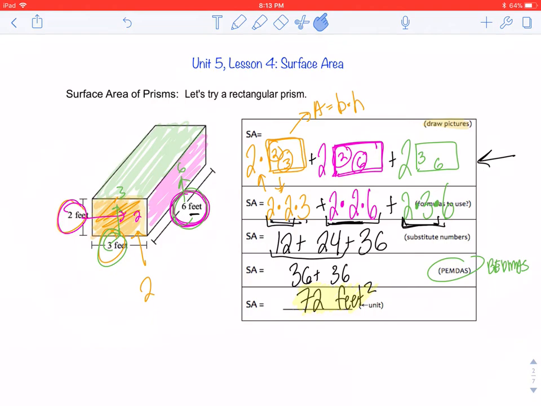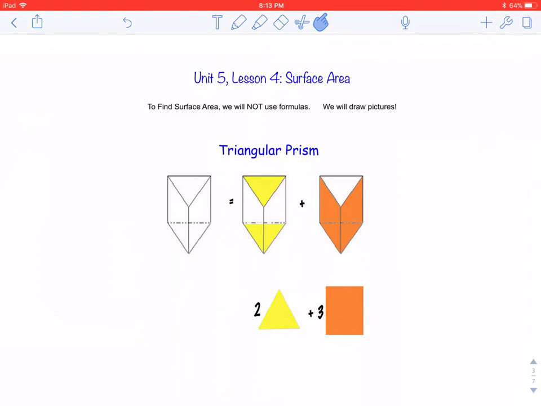Okay, this is not something that's going to come to you right away. So give yourself some time to really digest it. Let's go to our next figure. Okay, our next figure is a triangular prism. Remember, a triangular prism is made up of a triangle on either base, so the top and the bottom are triangles, and then those triangles are connected by some rectangles.